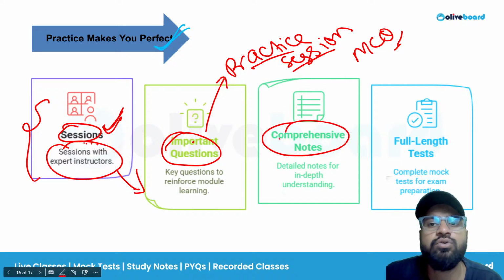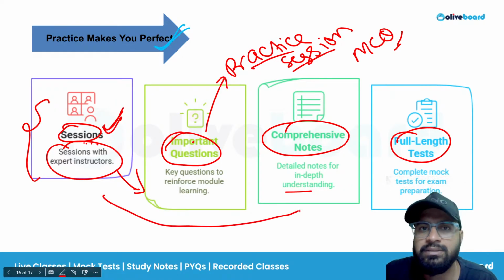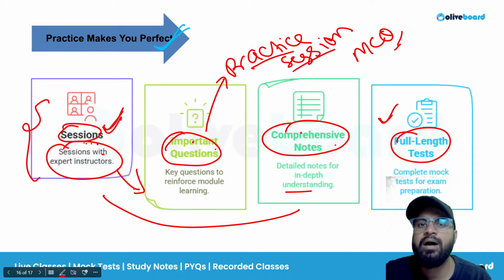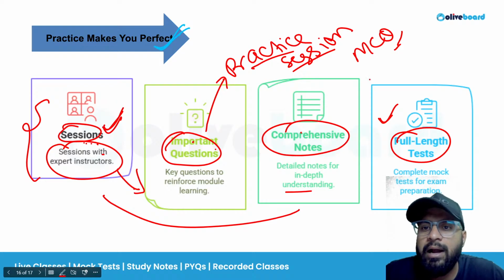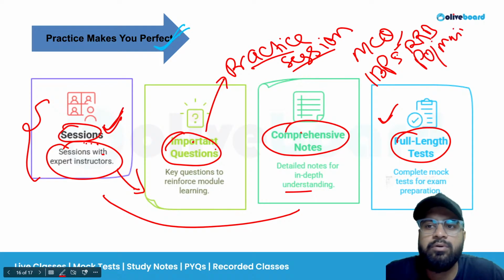Then comprehensive notes: we will provide you detailed notes for in-depth understanding. Then you can take a full length mock test also. After completing the sessions, going through the practice sessions and the revision notes, you can take a full length test and check your knowledge. A complete mock test for exam preparation. So you can take that test also, students. This is how you will prepare for your IBPS RRB PO mains exam, PO and clerk mains exam.